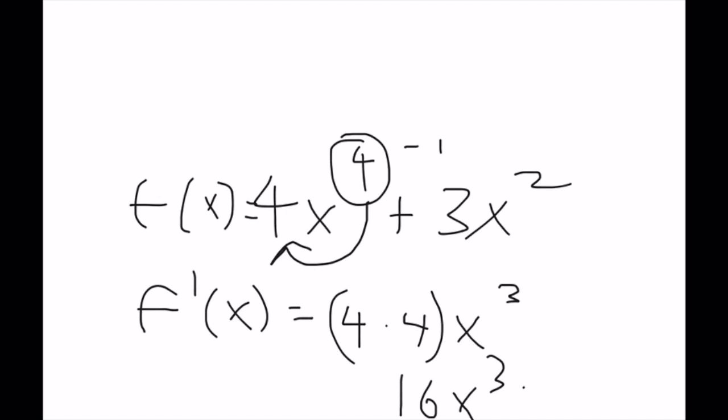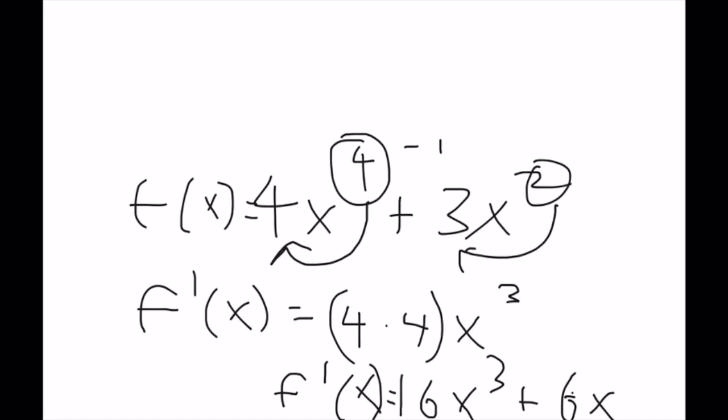Now if we do the same thing with the other side, we bring the 2, multiply with the 3, which gives us 6, subtract 1 from the exponent, 2 minus 1 is just 1, so it's x to the power of 1, which is nothing but 6x. So the derivative of f of x, f prime of x, is equal to 16x cubed plus 6x. And this is using the basic power rule.